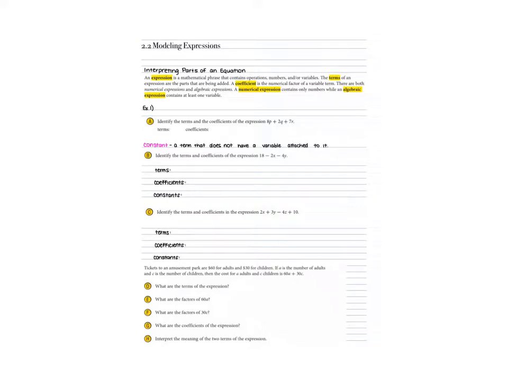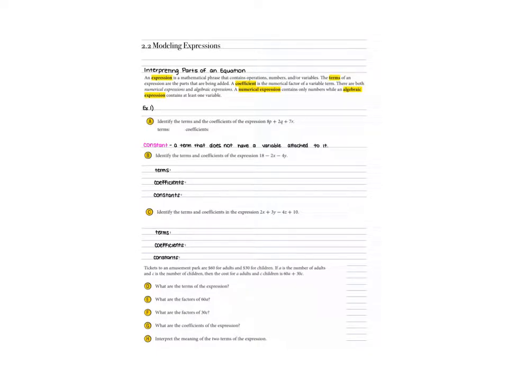2 modeling expressions. So when we're modeling expressions, we want to look at terms, coefficients, and constants. Your terms are each part of the expression. Your coefficients are the numbers in front of those variables. Remember, the variables are your letters. And your constants are just the number by itself, the ones that don't have a letter attached to them.